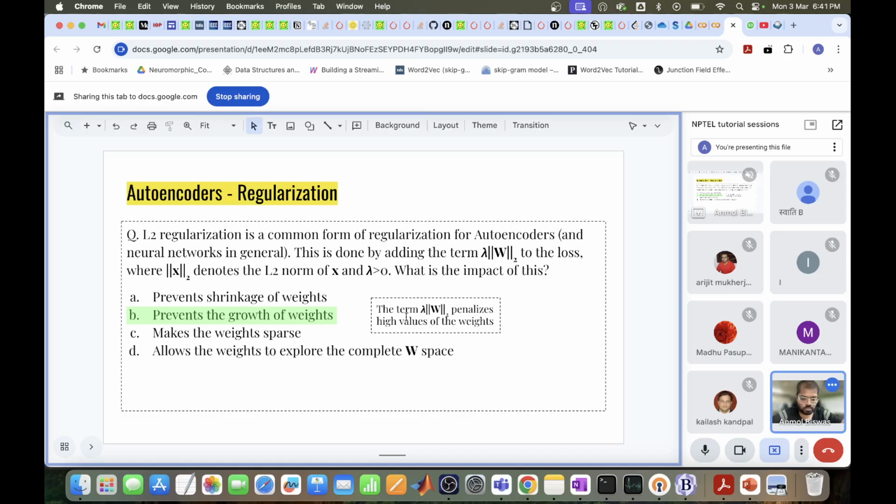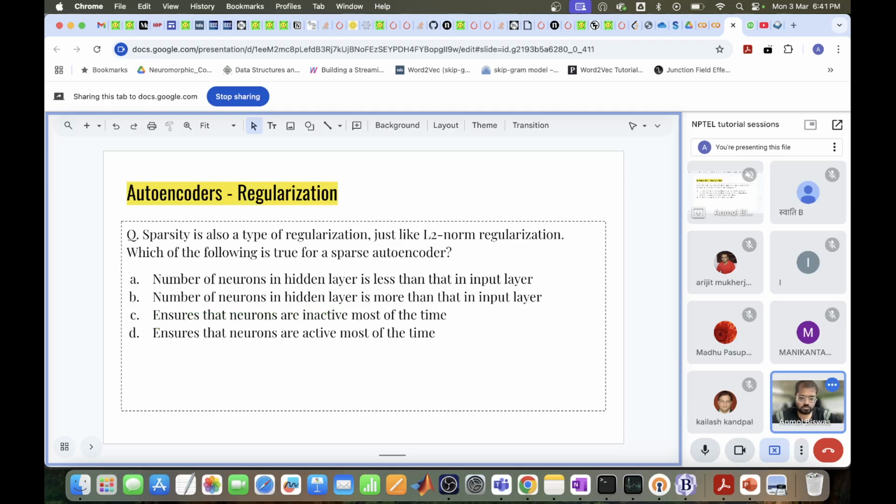So, like I said, lambda times the norm of W penalizes high values of weights, and because of that, it shrinks them towards zero and makes them smaller. Of course, it does not make the weights sparse, which is done by a different kind of regularization that actually tries to do that.